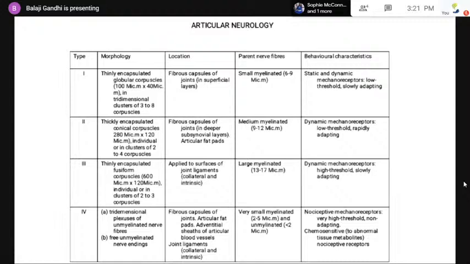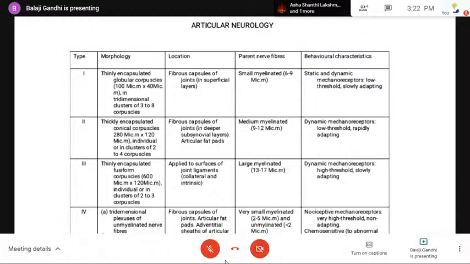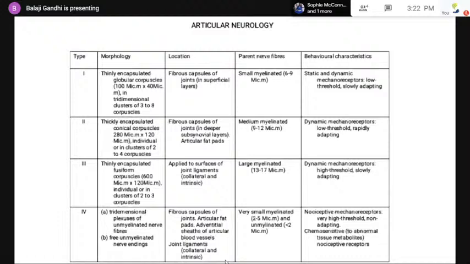Type 2 is thickly encapsulated conical corpuscles, located on the fibrous capsules of the joints in the deeper subsynovial layers and in particular the fat pads. These have medium myelinated nerve fibers, and are dynamic mechanoreceptors, low threshold and rapidly adapting fibers. Type 3 is thinly encapsulated fusiform corpuscles. These are located on the surface of the joint ligaments, the collateral and the intrinsic. These have large myelinated fibers, and are dynamic mechanoreceptors, high threshold and slowly adapting fibers.